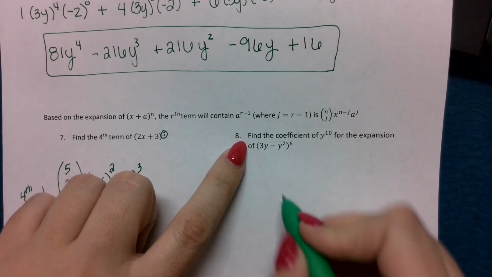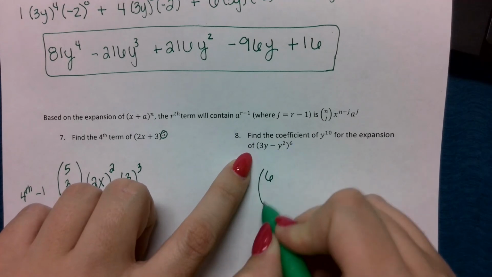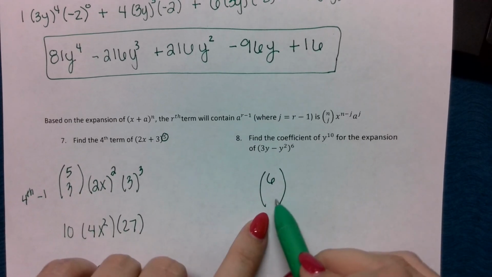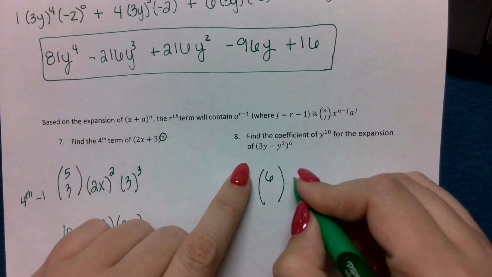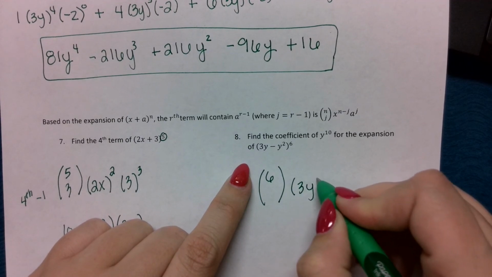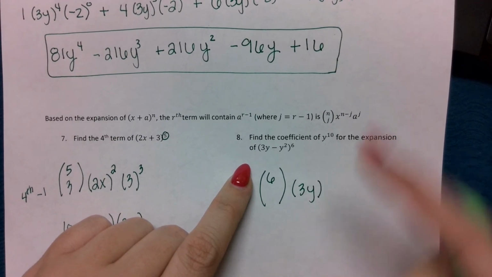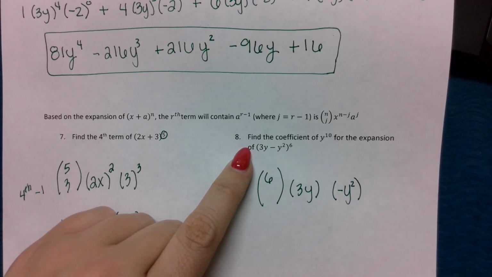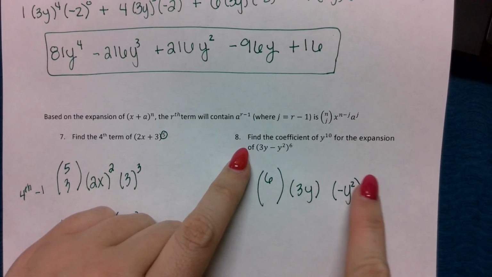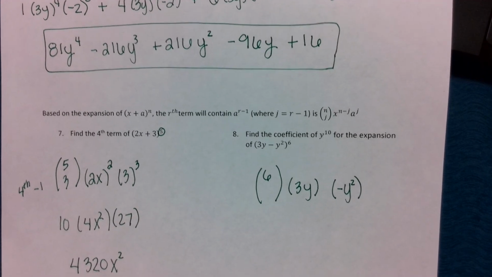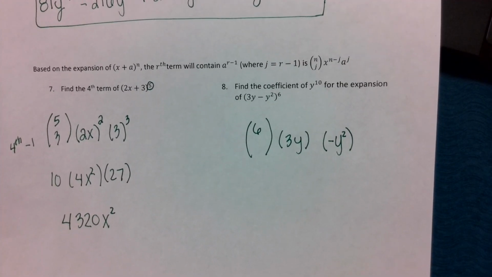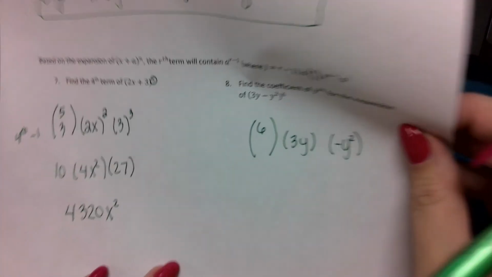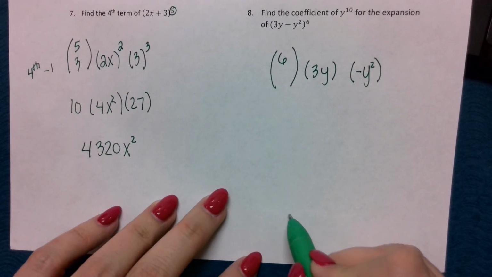Okay, well, because this is a 6, we know the top number here is going to be 6. But I need to figure out what term it is so that I can have that number there. This one's going to be 3y to the something. This is going to be negative y squared to the something. So I need to figure this out so that I know what each of these exponents are going to be. So let's just say we were going to start this problem. This is us trying to figure it out down here.